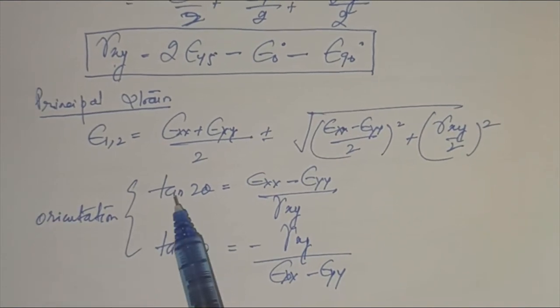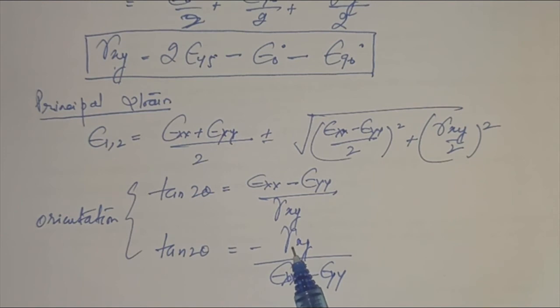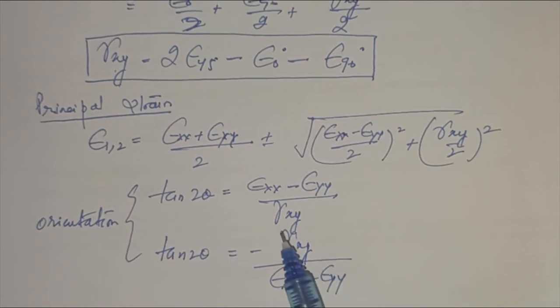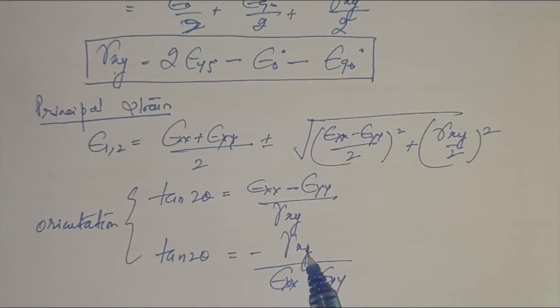The orientation will be tan 2 theta, and the shear orientation will be minus gamma xy by (epsilon xx minus epsilon yy). Again remember the effect of 2 here. Since it is gamma xy by 2, the 2 has cancelled. All of the things will remain the same.